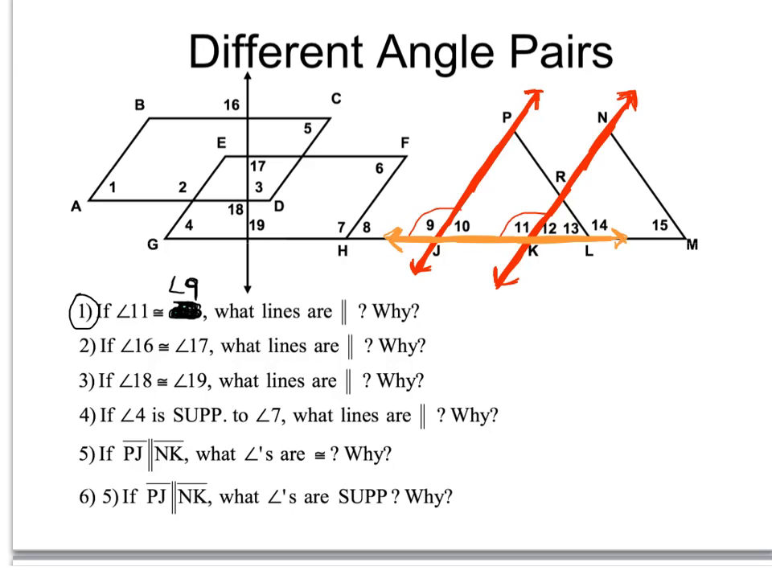Now, when I have my lines outlined so clearly, I can now see a clearer picture of what 9 and 11 are. 9 and 11 will indeed make lines PJ and KN parallel. And the reason is because if corresponding angles are congruent, then we have parallel lines.